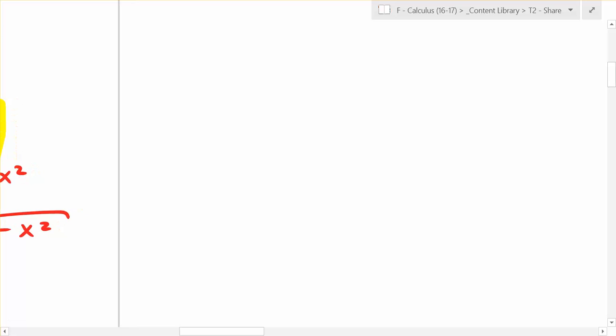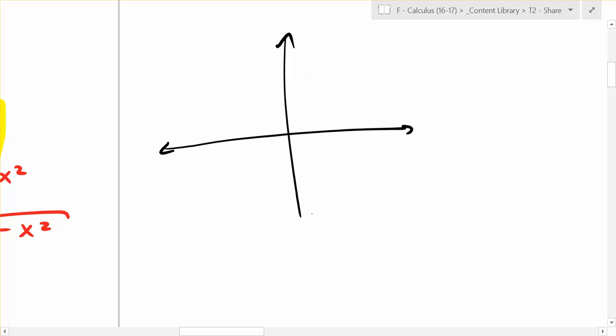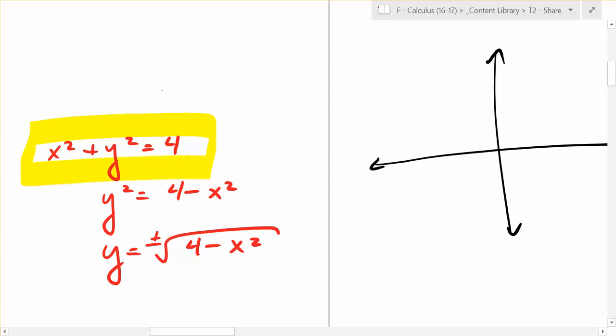The equation of a circle. You have definitely seen that before. You could graph this. When you look at this, when x is 0, what's y?